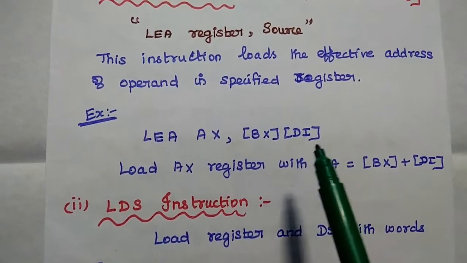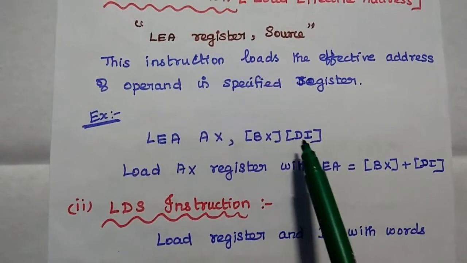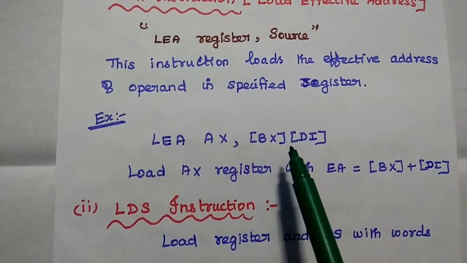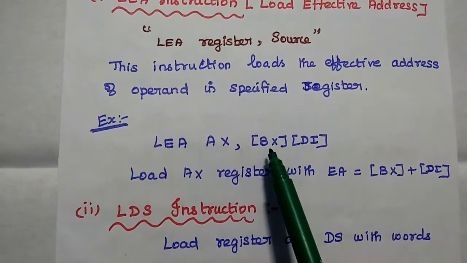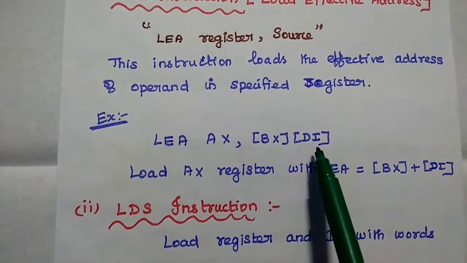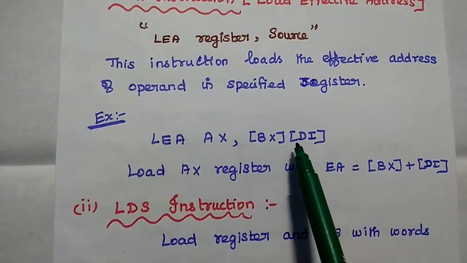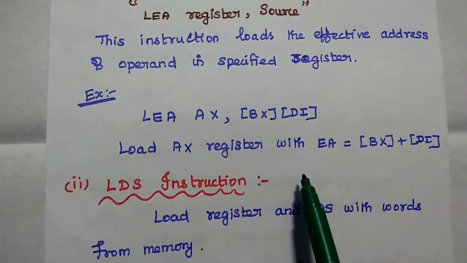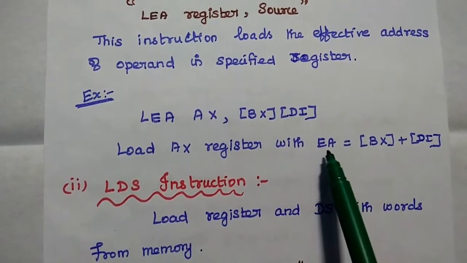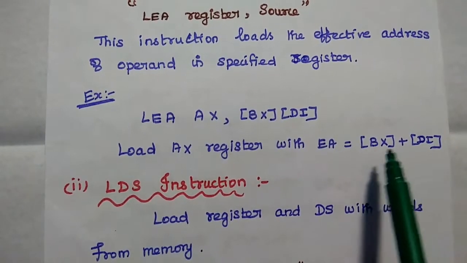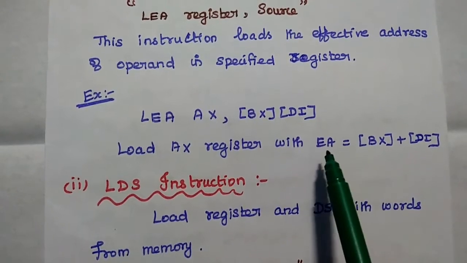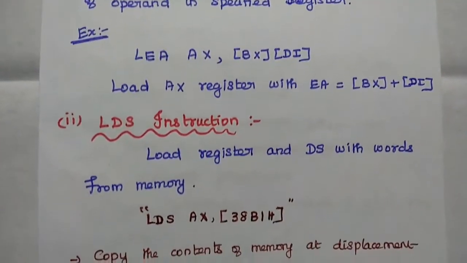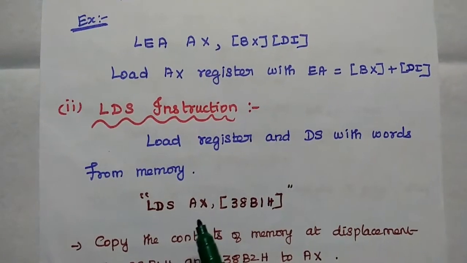As I told you, here in 8086 we have to find out the value of this effective address by using the register and the index value. Okay, so here DI represents destination index register. So we have to find out this effective address by using these two registers and then load that value into this AX register. So next one is LDS instruction.